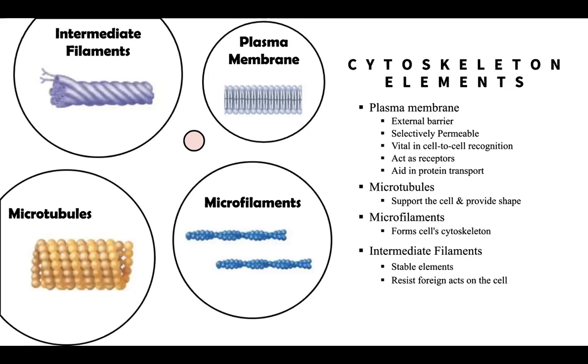Intermediate filaments are mainly composed of protein fibers, and the shape depends on the different function of each cell. These filaments resist mechanical forces that try to come upon the cell. They are also known as the stable elements of the cytoskeleton.